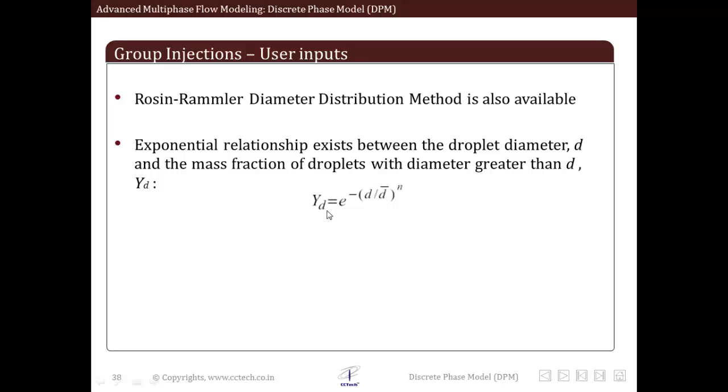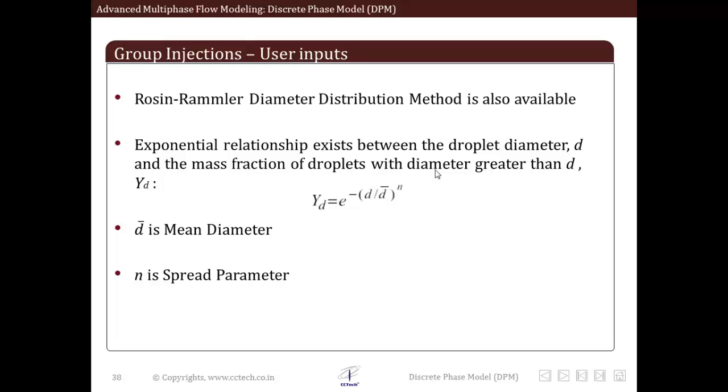That is, Yd is equal to e raised to minus the ratio of d upon d bar, to the power n. D bar is the mean diameter and n is the spread diameter. We have to use the Rosin-Rammler diameter distribution when we have different sizes of particles within our streams, and we have to give some simpler input in order to represent that diameter distribution.